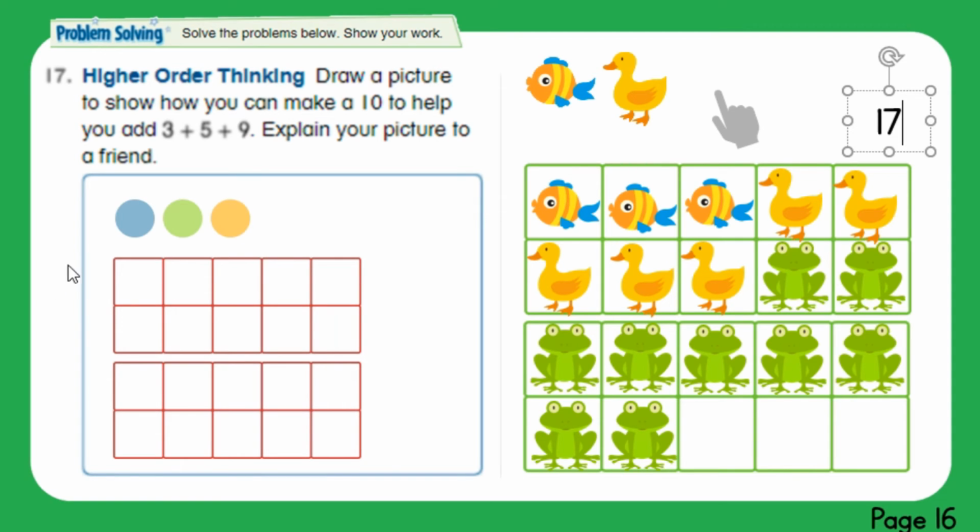The same thing you can do with the counters. No need to draw that. If it's easy for you, you can draw pictures. If it's not, you can use the counters. Just like here, I can draw. Now I'm going to grab 3 from blue and 5 from green and 9 from yellow.